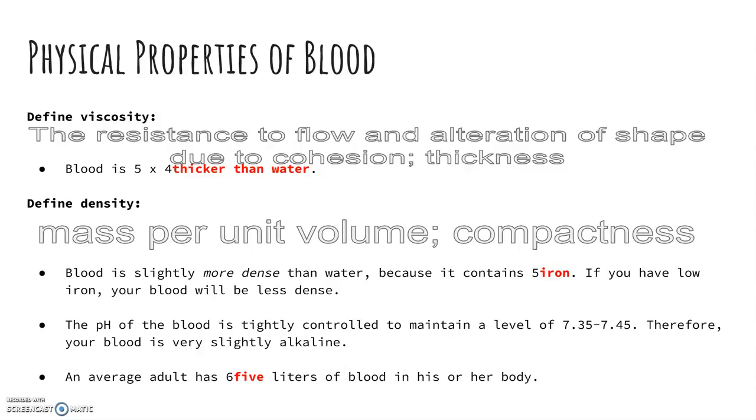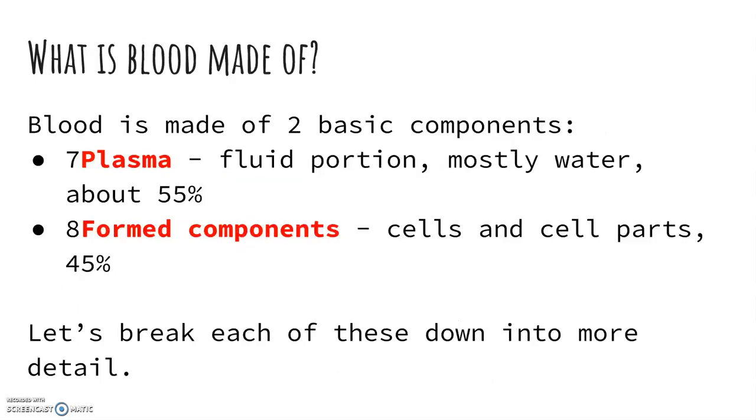Also, the pH of blood is very tightly controlled with a level of between 7.35 and 7.45. Therefore, your blood is very slightly alkaline. And also of note is the average adult has 5 liters of blood in his or her body. You may have heard that before. So every time your heart pumps, for 1 minute, all 5 liters of blood are pumped throughout your body.